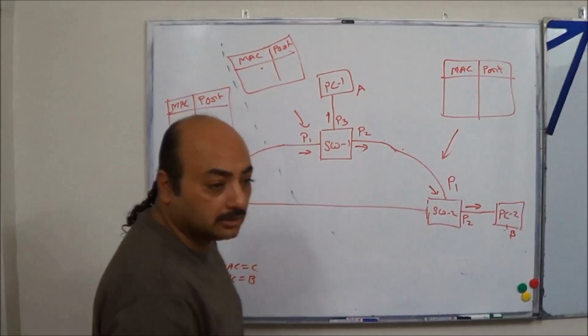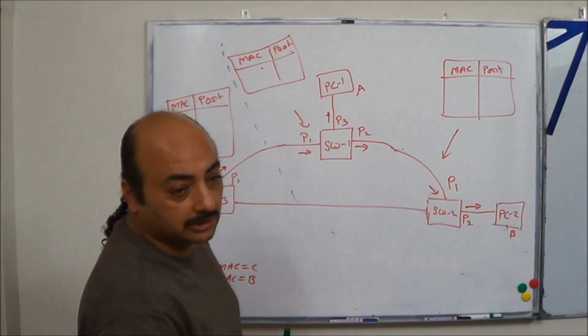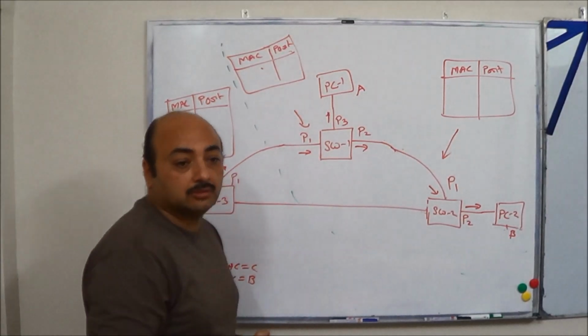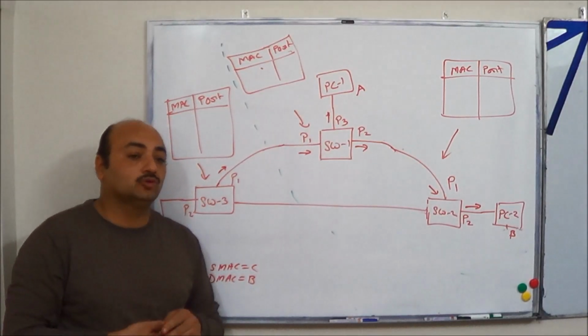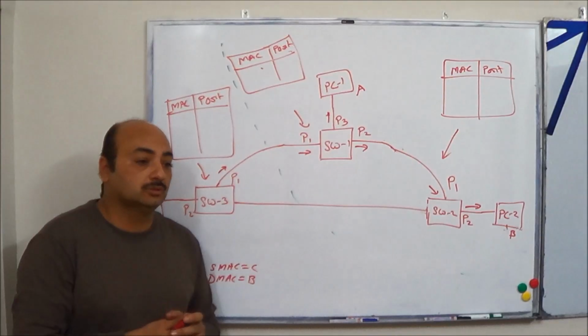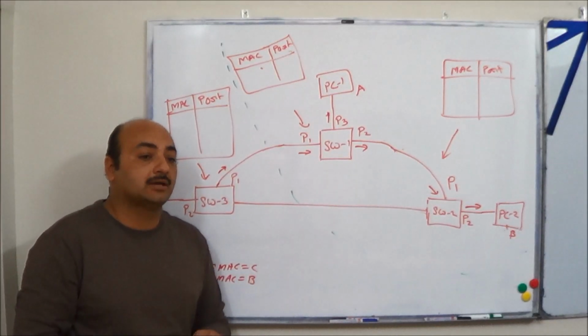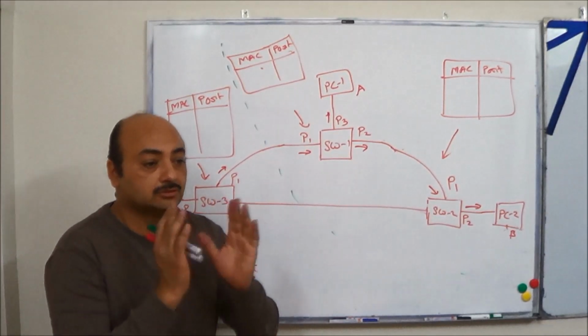Switches operate on what layer? Layer 2, the data link layer. They function based on MAC addresses. Do they change anything in the frame when it goes through? No. They just read the source MAC address and destination MAC address and make the decision based on that.